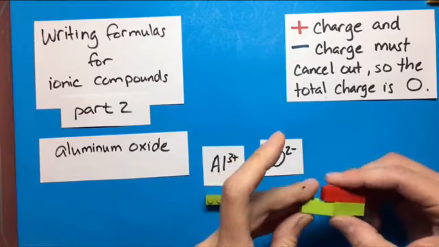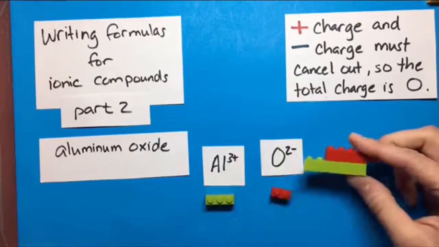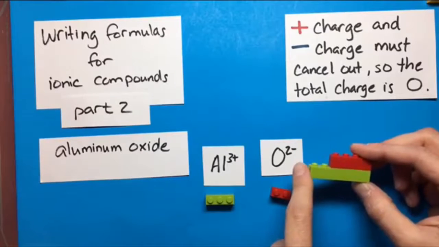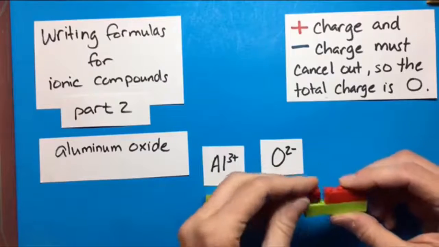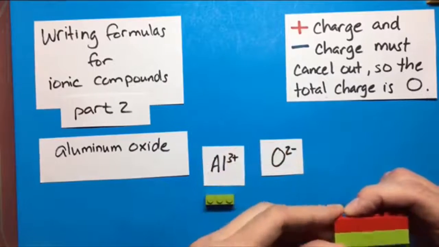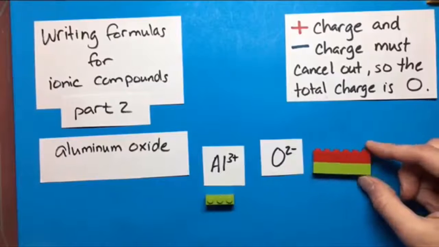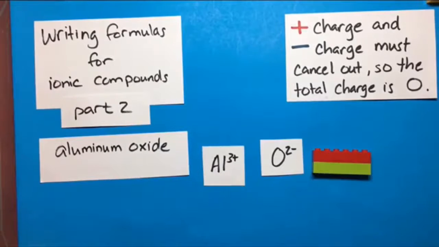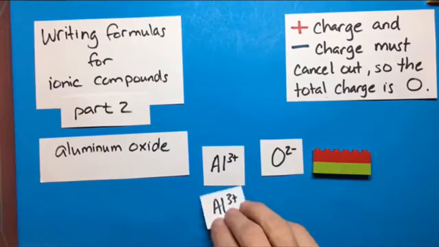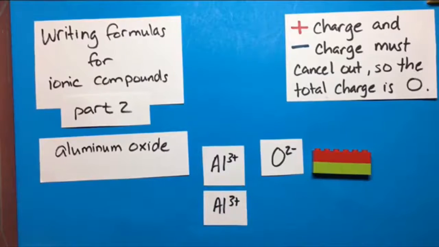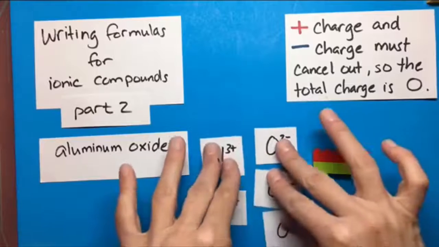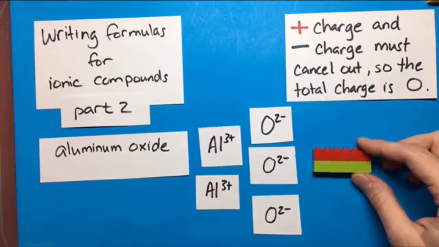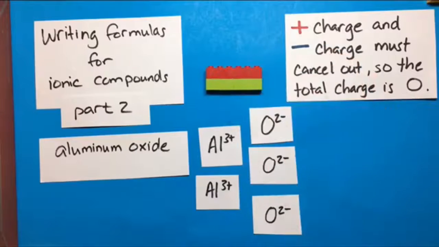So now I'm going to add another aluminum ion. Now I have too many positives and not enough negative charges in my compound, so I will add one more oxide ion, and now my charges exactly balance each other out. In this example, I have 2 aluminum ions and 3 oxide ions. So let's look at the math to make sure that this works out.